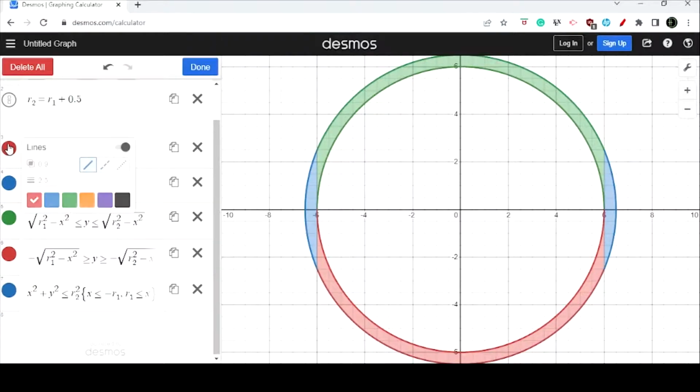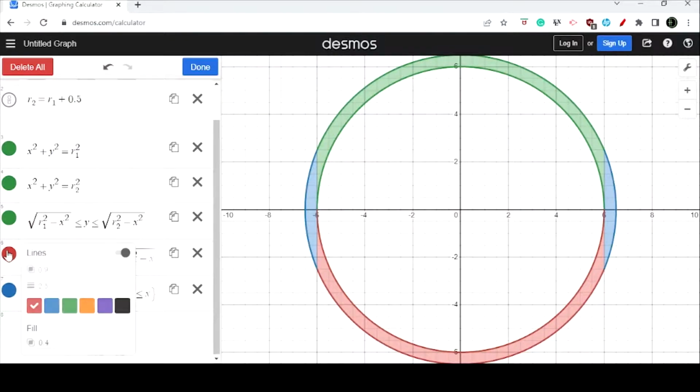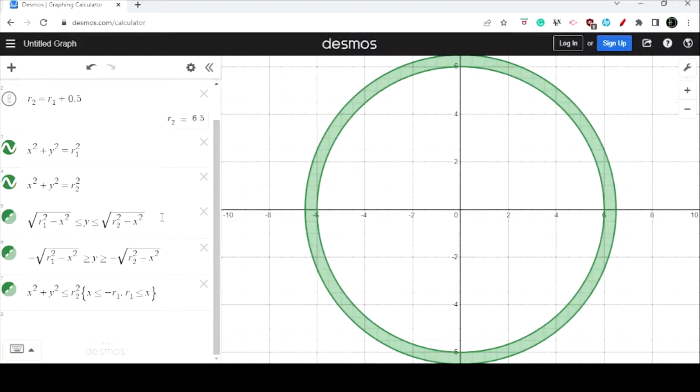And while we're at it, so that we can wrap up the top half here, I'm just going to make them all one color. It doesn't have to be green, of course. Great.